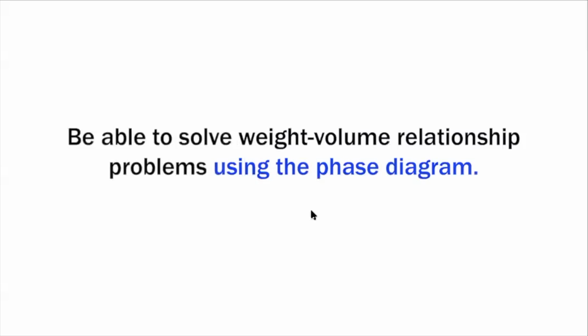As I mentioned, one of the learning objectives for this chapter is to solve weight-volume relationship problems using the phase diagram. If you look at your textbook, there are different equations and formulas. For this chapter, you don't have to memorize those. All you need to know are 6 basic definitions and how to use phase diagram. That will allow you to solve all weight-volume relationship problems.